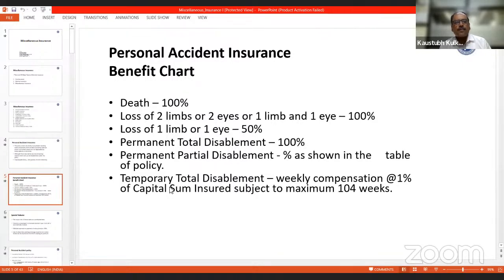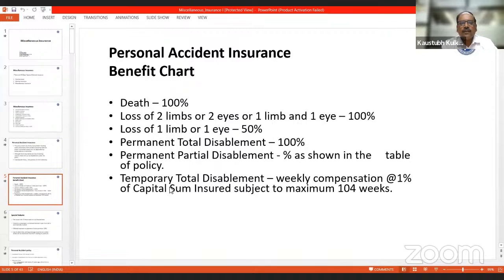Then the fourth coverage is permanent total disablement. What is permanent total disablement? A person is unable to come out of the injury and perform his duties or perform his work, and then can have their earning. So in this case, when there is total incapacity, a person cannot do any work from which he can earn. So in that case, it is called as permanent total disablement. So this permanent total disablement coverage is full coverage, that is 100%. So in our case, total 10 lakhs of sum insured is payable.